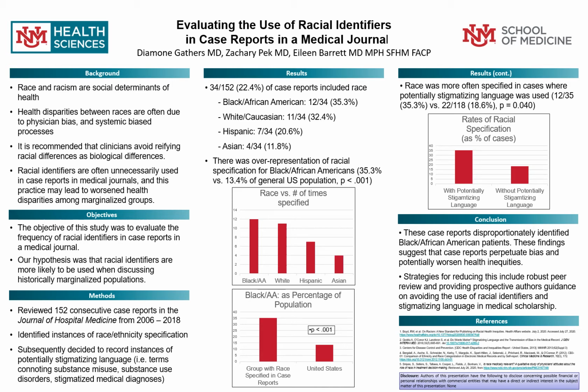The case reports reviewed in this study disproportionately identified Black and African American patients compared to other races, and race was more often mentioned concurrently with stigmatized medical diagnoses or behaviors. These findings suggest that case reports perpetuate bias and potentially worsen health inequities. Strategies for reducing this include robust peer review and providing prospective authors with guidance on avoiding the use of racial identifiers and stigmatizing language in their medical scholarship.